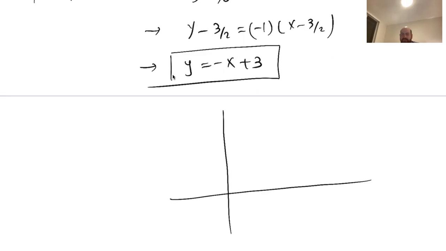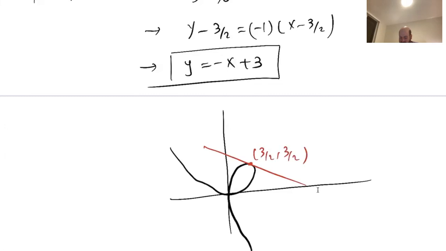So we can also look at the graph, how it looks like. The graph looks like this. So at this point here, this point is (3/2, 3/2). And this line here, it's y equals minus x plus 3, which is the equation of the tangent line at this point.